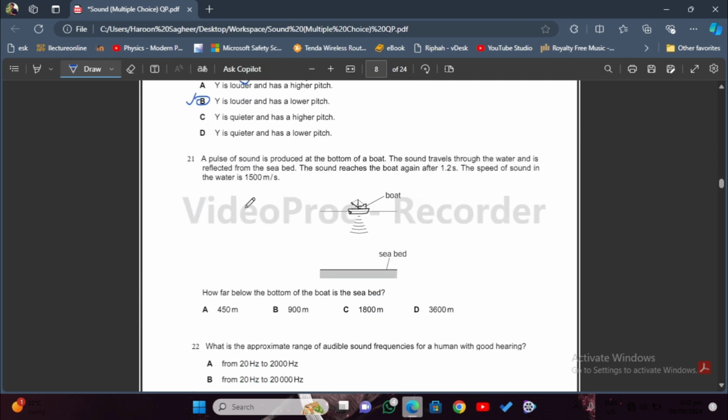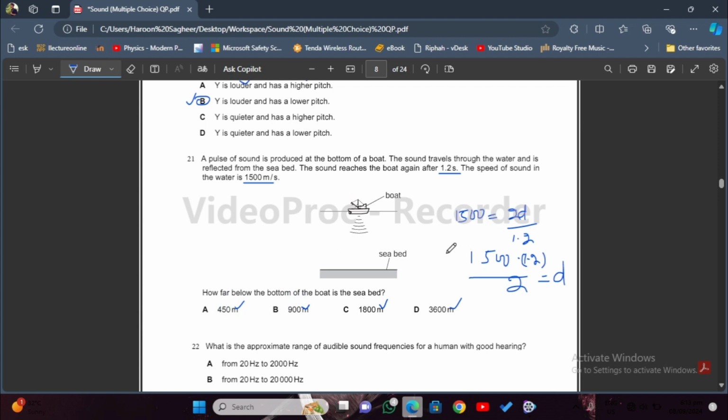Okay, now let's see this. A pulse of sound, now this is the same question. The speed of the sound is given in water. Time is given. So what do you need to do? You would need twice the distance divided by time, which is 1.2 seconds. So you multiply 1500 by 1.2 and divide by 2, and that would give you the depth. How do I know that the depth was actually asked? I can see the unit, which is meters, so I know they are talking about the depth of the sea.